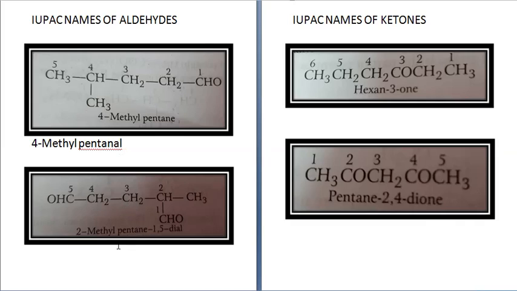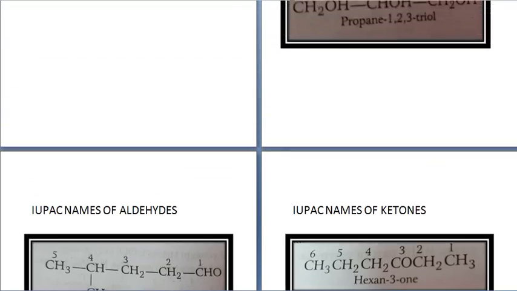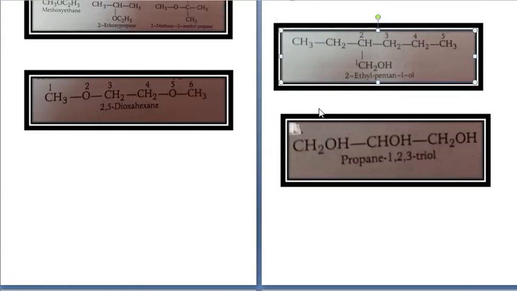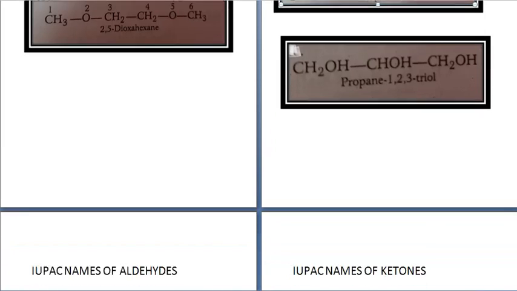Next we come to IUPAC names of aldehydes. Just like in alcohols OL was added, in aldehydes AL is added. So they become alkanal. Like you see over here, CH3, CH3, CH2, CH2, CHO. Now the aldehyde is given the smallest number. So CHO will be 1, then 2, 3, 4 and 5. So this is a pentane with aldehyde. This is wrong. It should be pentanal.